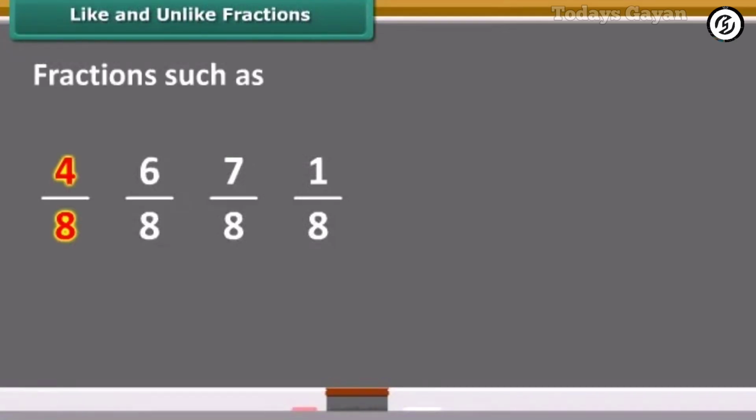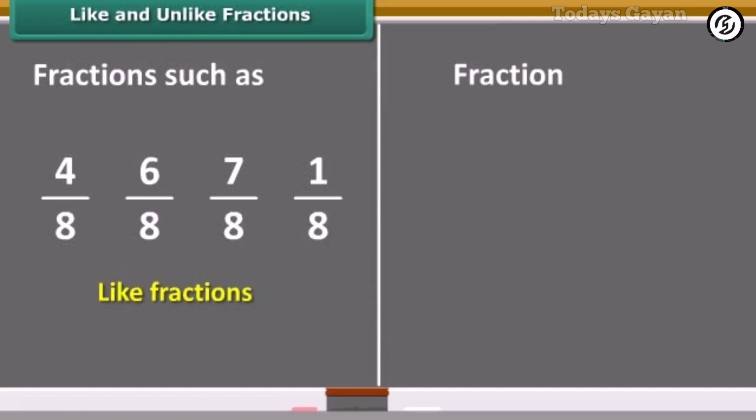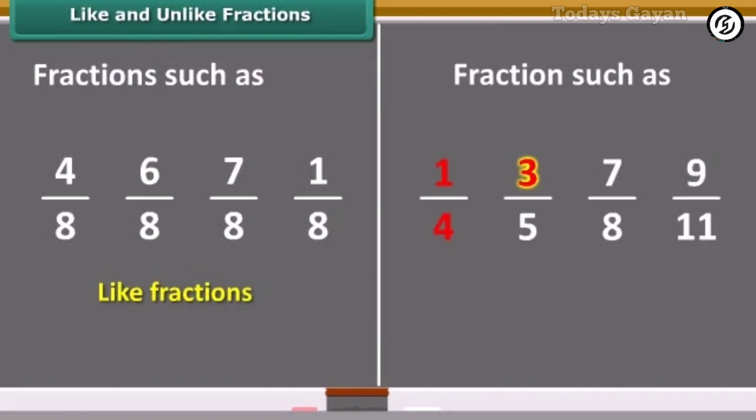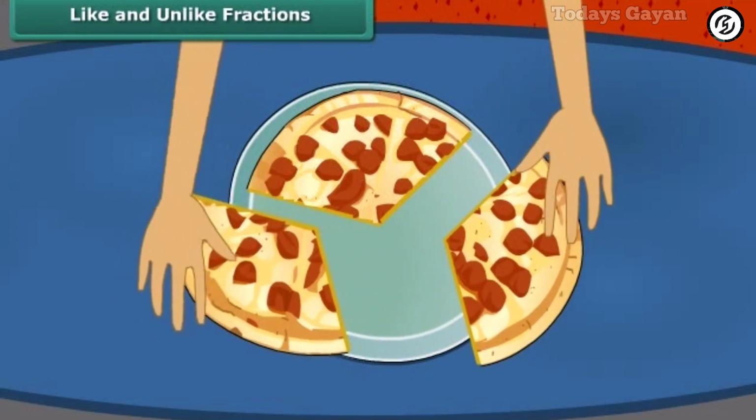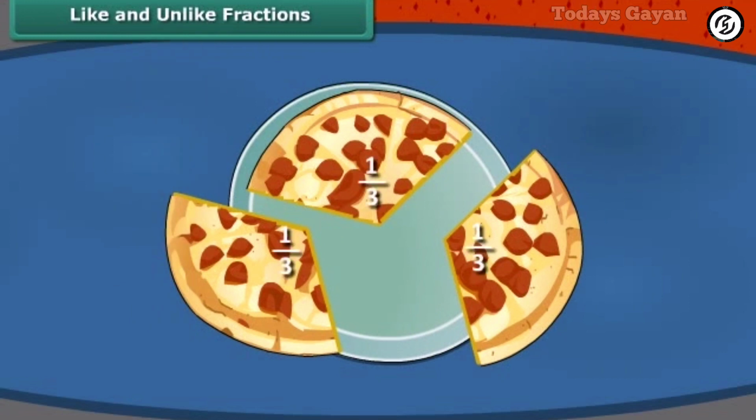Fractions such as 4/8, 6/8, 7/8, 1/8 with the same denominator are called like fractions. Fractions such as 1/4, 3/5, 7/8, 9/11 with different denominators are called unlike fractions. Looking at the question we asked earlier, we can say that each of them, Rahul, Reema and Nina, received 1/3 part of the pizza. Notice that this is also an example of like fractions.